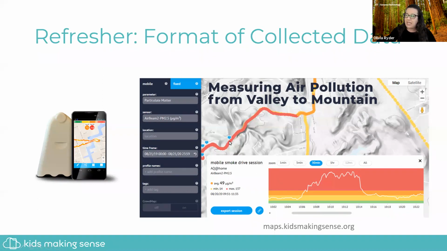Notes that they may have taken along the way or photos that they may have taken are showing up in these blue speech bubbles. And then there's also a time series trace down here at the bottom. So you can see in terms of time and concentration, how the levels of particulate matter were changing in the air.